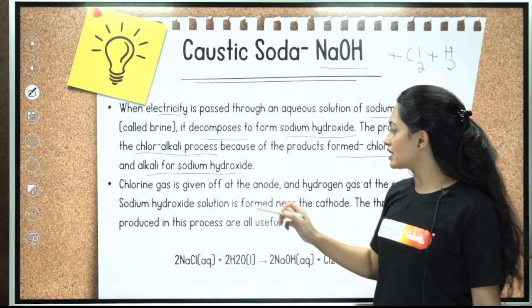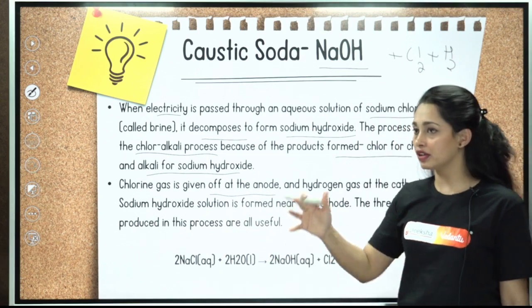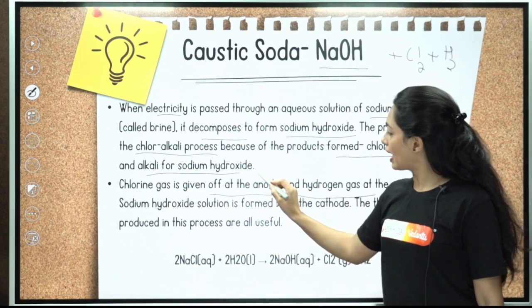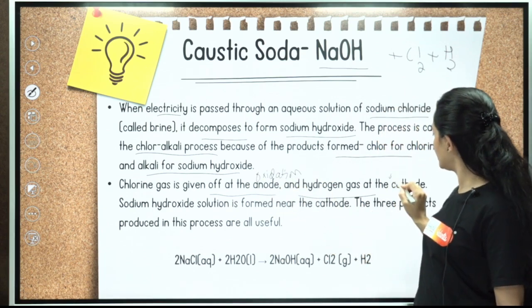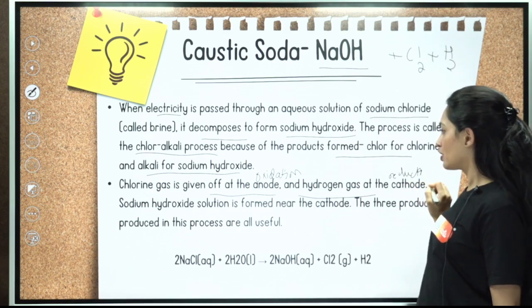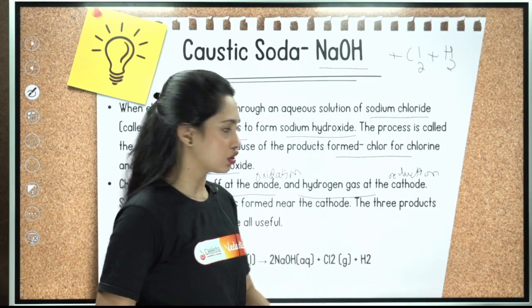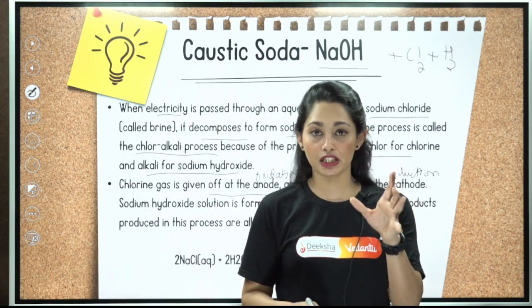So chlorine gas is given off at the anodic part of the setup, and hydrogen gas at the cathode. So at the anode, oxidation is going to happen. At the cathode, reduction is going to happen. Chlorine gas is a greenish yellow gas with a very pungent odor. Hydrogen gas is colorless, odorless, but we have a confirmatory test for hydrogen gas.